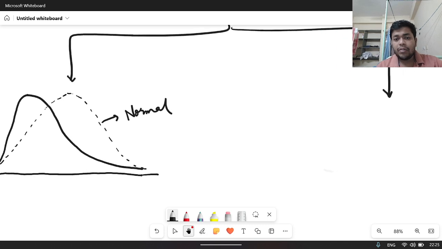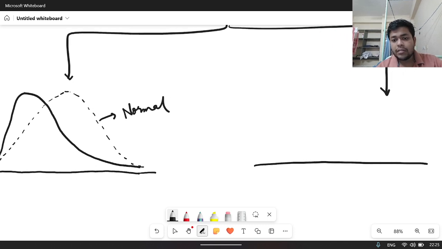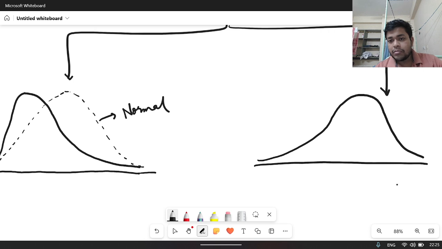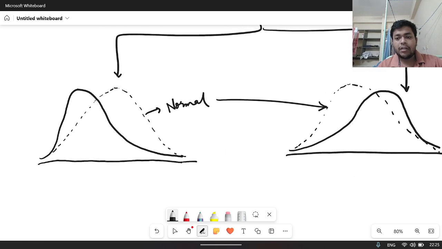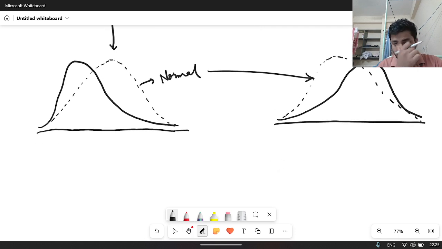And what will be the other variation? It can be the other way around, right? So what should have been the normal distribution? This will be the normal one, the dotted one. Now I will explain these in parallel. Here the graph has shifted towards the left. Here the graph has shifted towards the right.